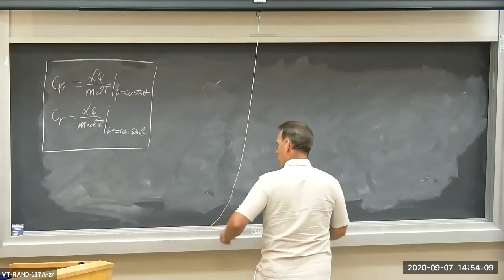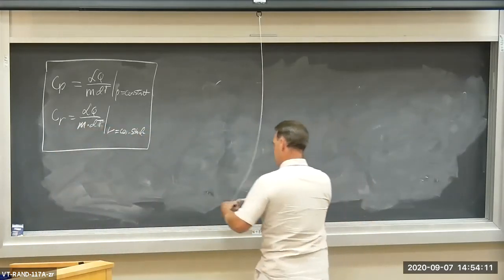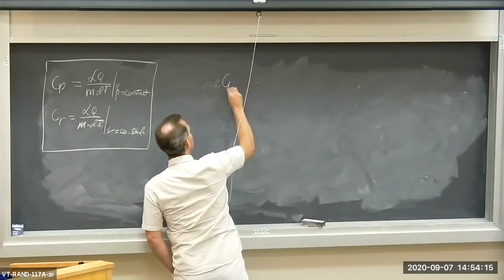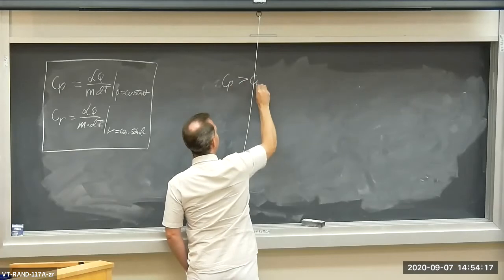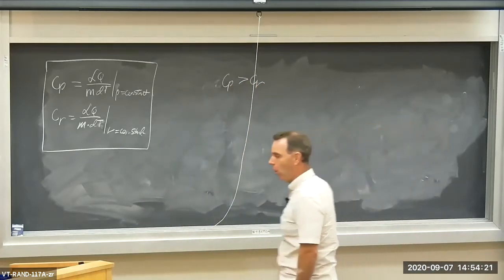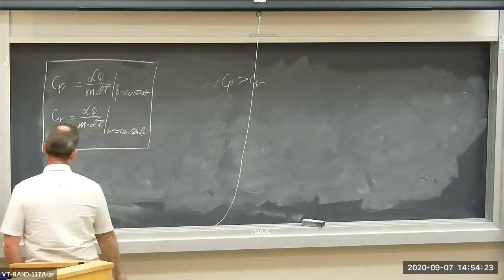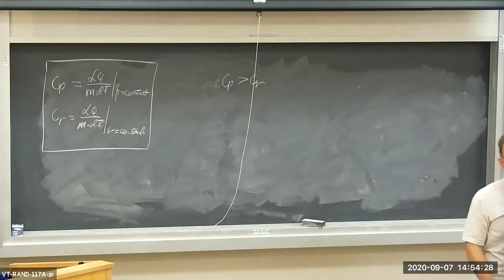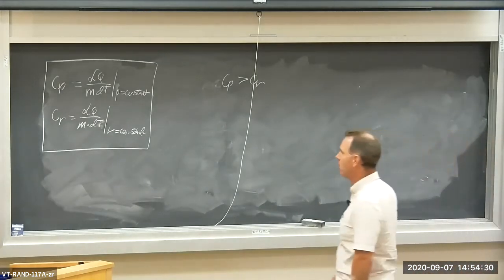Now, the first thing I want to point out is that Cp is typically greater than Cv for almost all applications. So why would specific heat at constant pressure be greater than specific heat at constant volume?